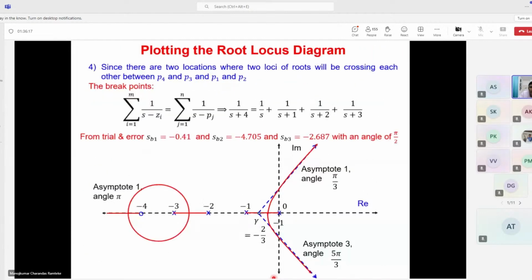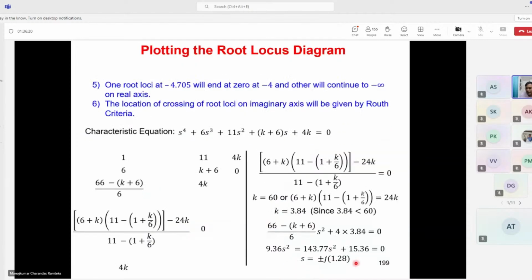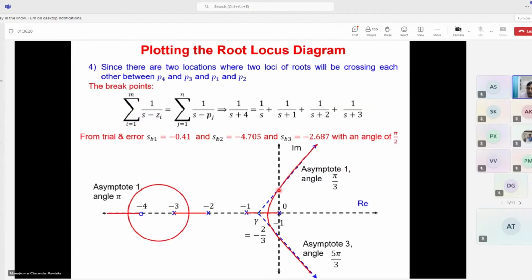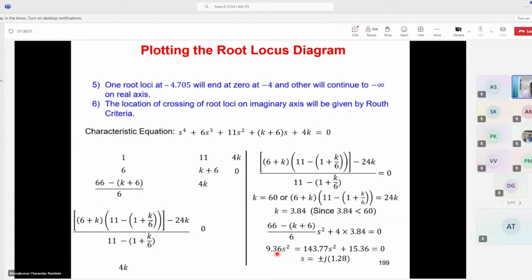Remember, this is what we have seen here. Let me take this example. In this particular case, we said s equals 1.28 j. Where is this 1.28 j located? Somewhere here. So at these two locations, what is the value of s? j omega. Exactly, where omega is 1.28. Can you see why s is replaced by j omega?